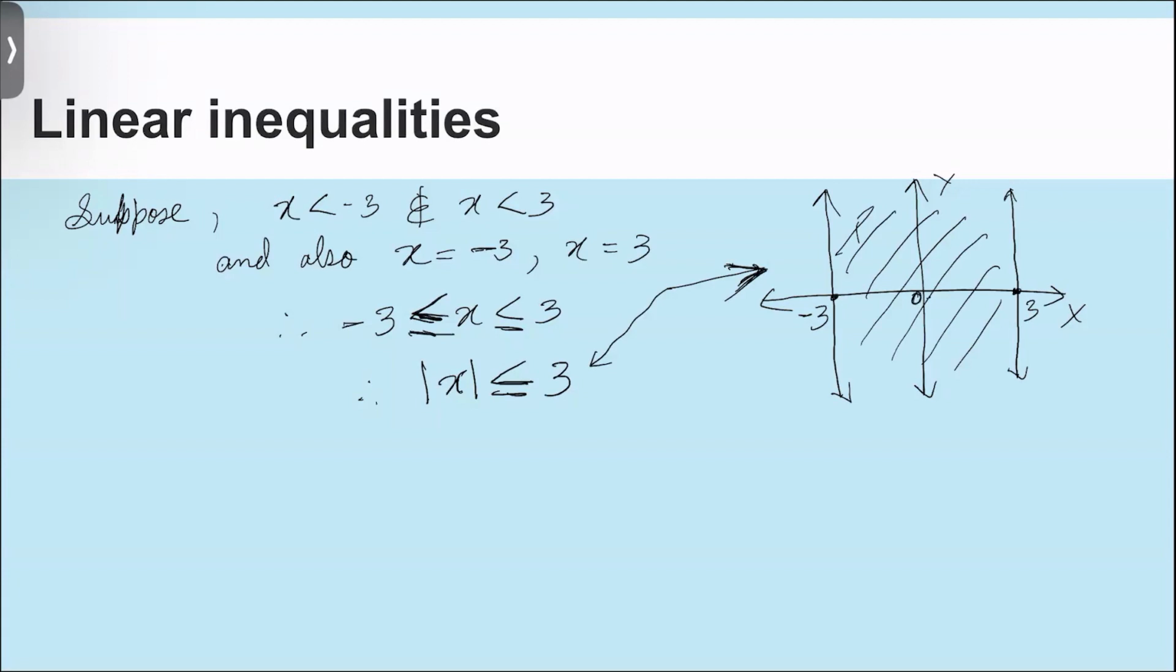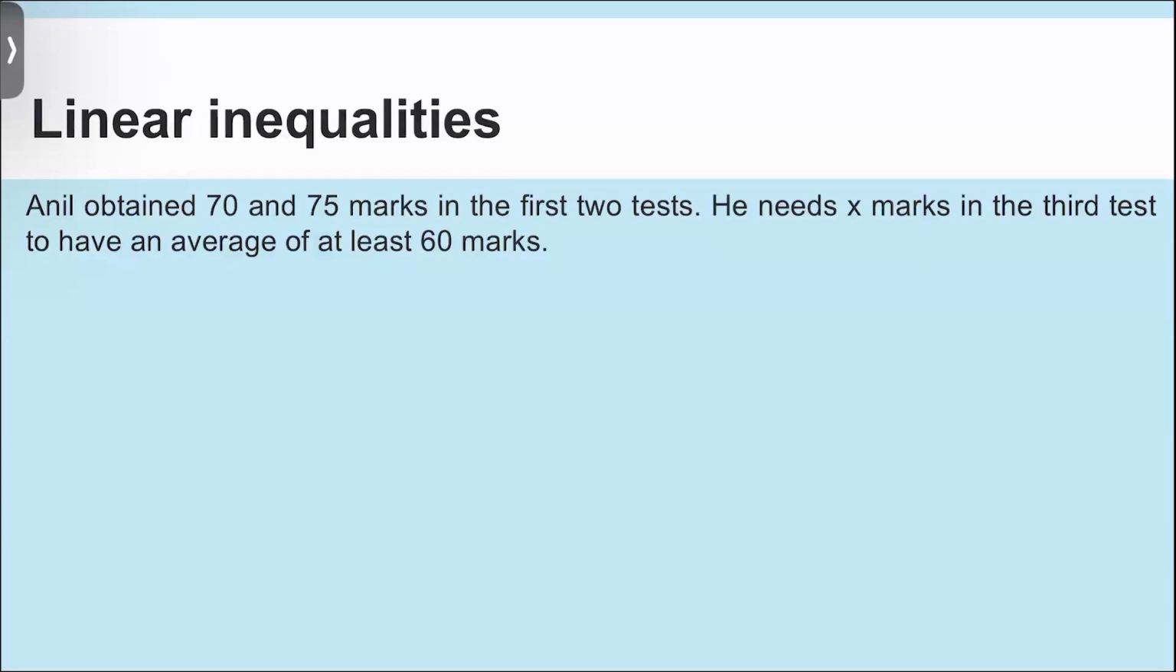Okay, now let's try to find or solve linear inequalities when they are derived from statements. So we had seen how we can derive the linear inequality for a statement that is given. So Anil has obtained 70 and 75 marks in the first two tests. He needs X marks in the third test.